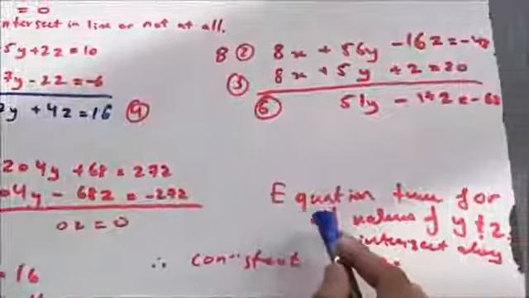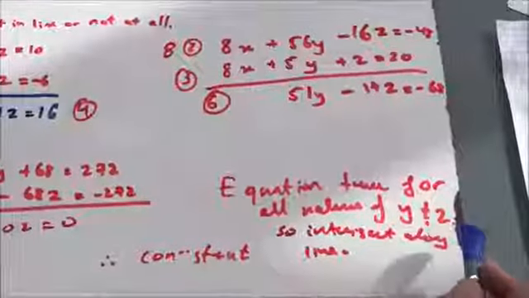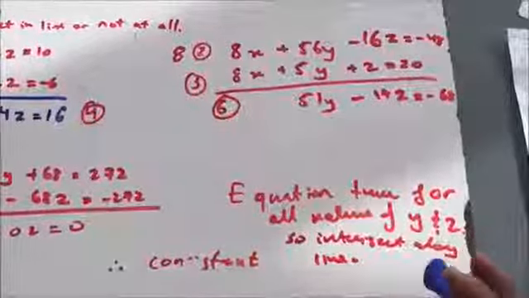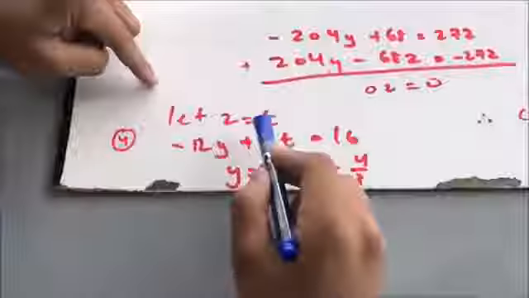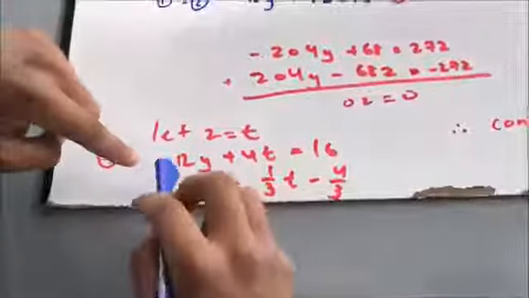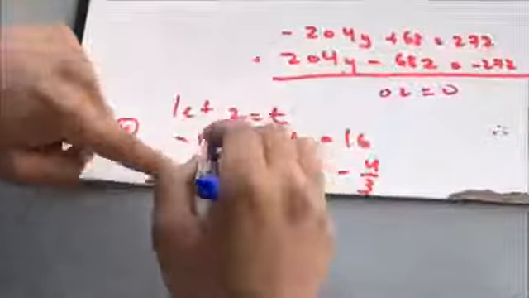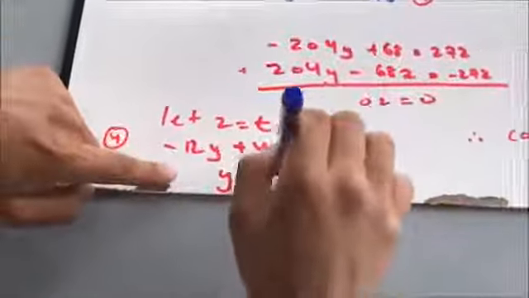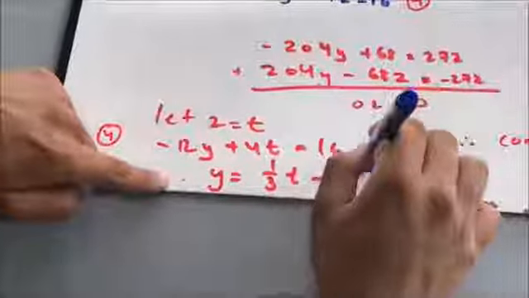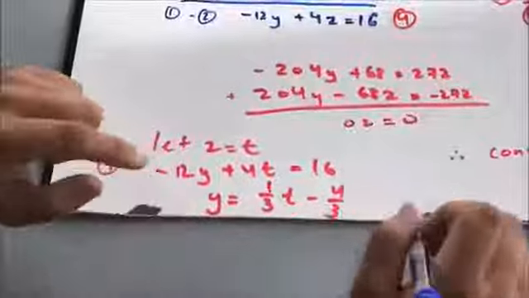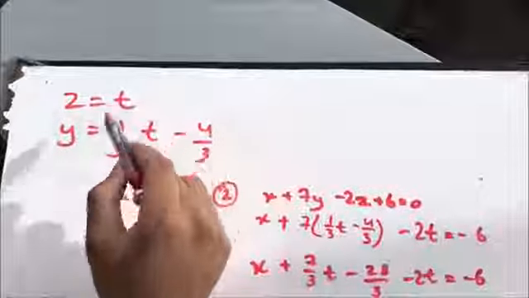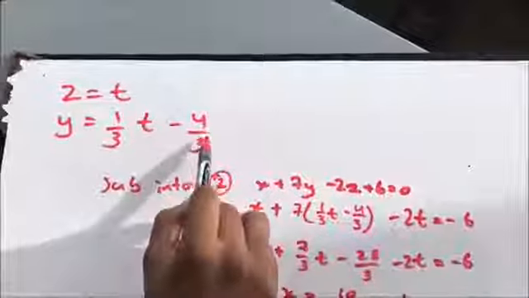So the equation is true for all values of y and z, so that means that they intersect in a line. So now we have to set parameters. So we set z equal to t. Then from equation 4, negative 12y plus 4z, where we place t, equals 16. Therefore, we get y as 1 over 3 t minus 4 over 3.